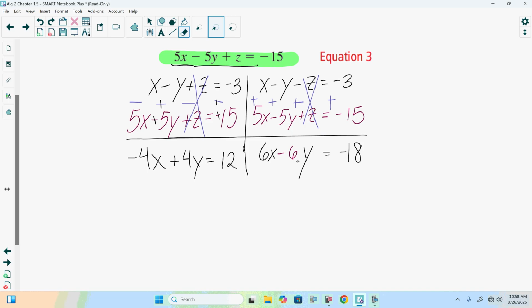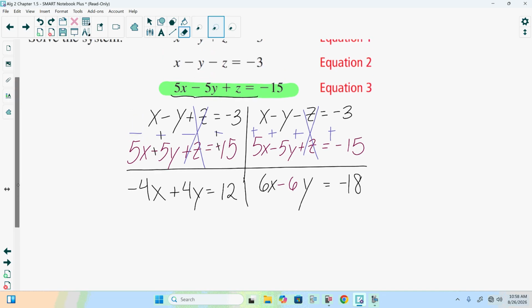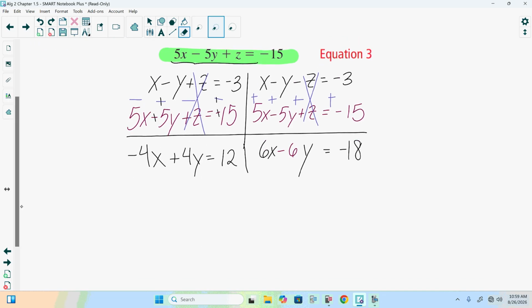Yes? Mm-hmm. Yeah, so this changed to a plus because our negative negative. That's also one of the reasons I like putting the minus all the way through, so if we have that double negative, we can change it as we go through. Good question. Any other questions on this here?